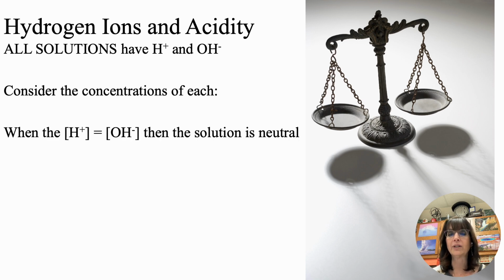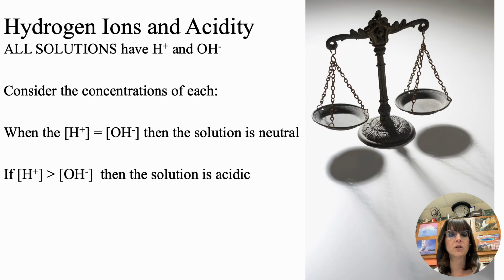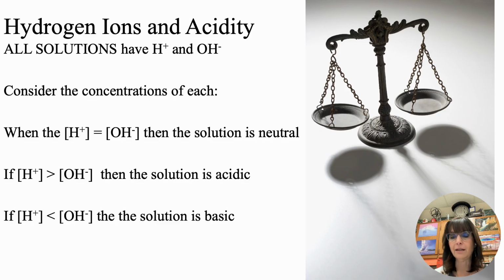When the concentrations are equal, we say that the solution is neutral because an H and an OH makes the water. So it's neutral. If there's more hydrogen ions, it's acidic. If there's more hydroxide ions, it's basic. So you're going to learn how to calculate those so that you can then compare them and decide if it is an acid or a base.